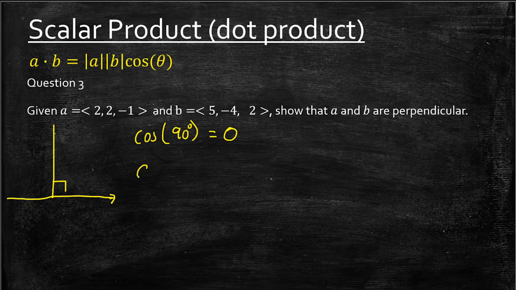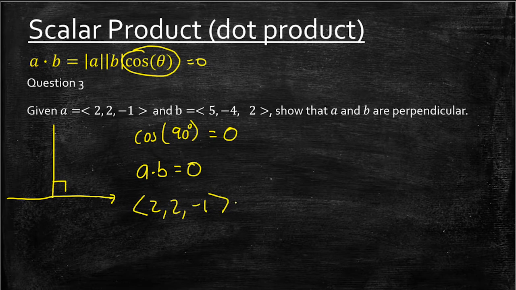So what that means is that a dot b is going to equal 0, because if this part of the equation is 0, 0 times the moduluses of a and b will also be 0. So if the dot product is 0, that's actually saying that the two vectors are perpendicular to each other. So what do we have to do now? We have to show that the dot product between a and b is 0.